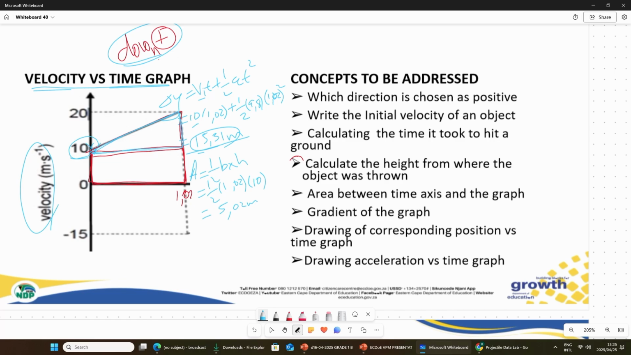Okay. Now from that, we move to the area of the rectangle, the red one. Let me use a red pen so that we can be able to see.